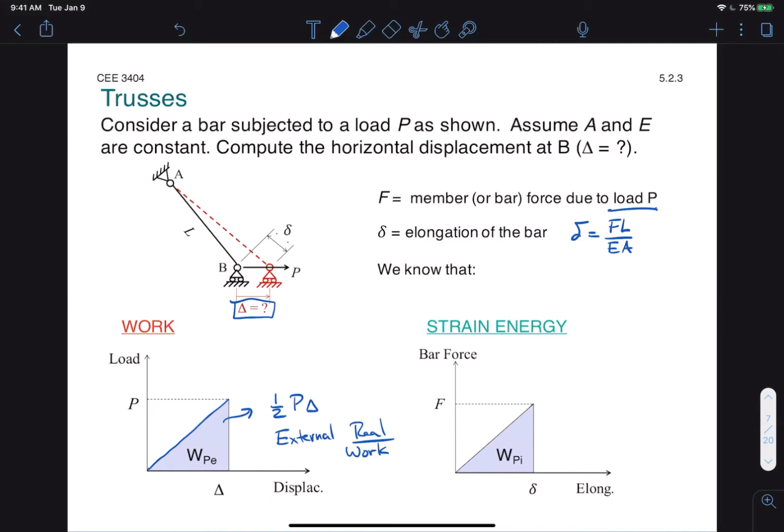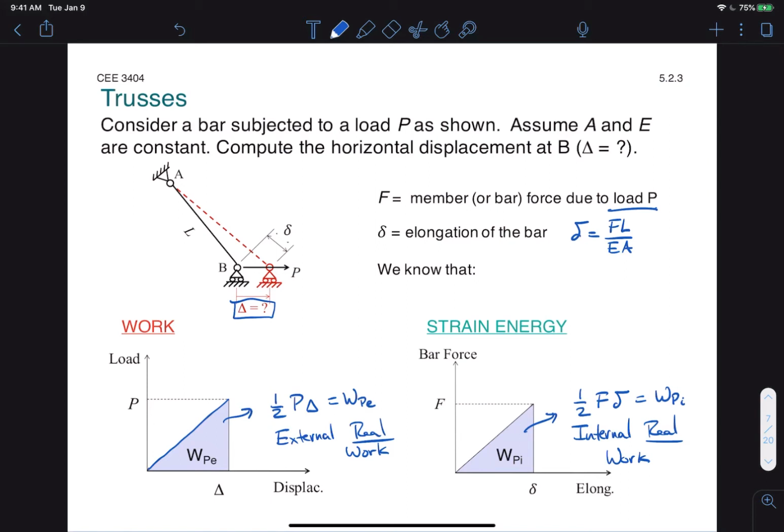Very same principles apply to the bar force. Internally, this will deform by delta as the force varies from 0 to F linearly. So the area under this curve is 1/2 F times little delta, and this we'll call the internal real work. Okay, so notice that we use WPE to denote the external real work. P denotes the real system because that's due to the external load P, and then the E denotes the external work, and we use WPI to denote the internal work. Again, P referring to the real system, I referring to internal.